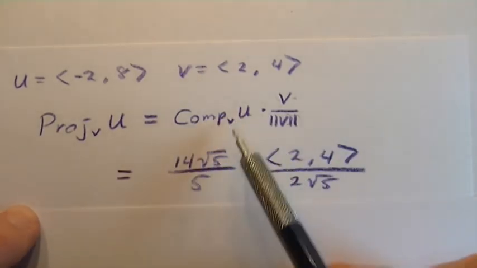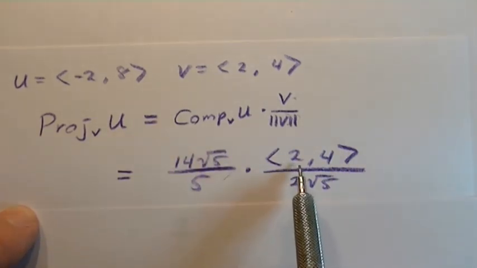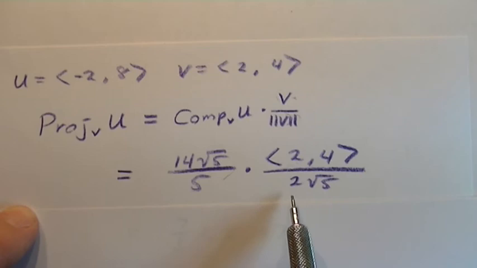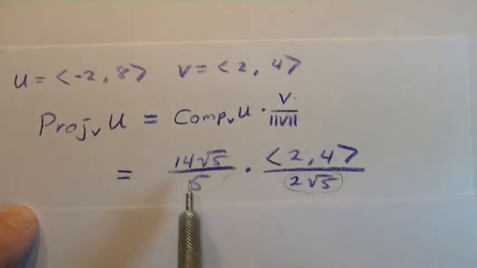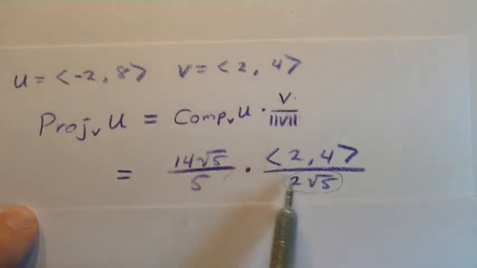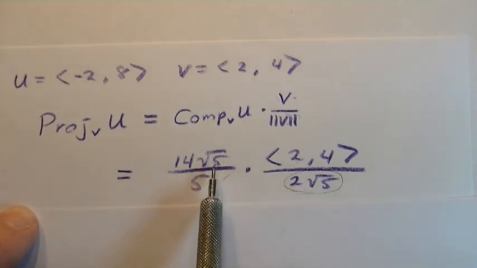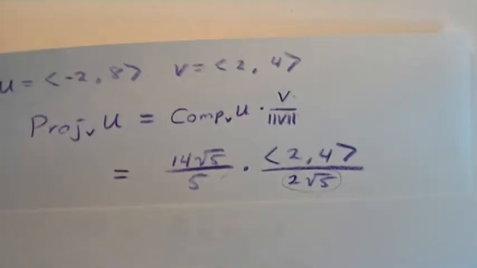Here's the component of u on v. We calculated that previously. Here is our v vector, 2, 4. Here's the magnitude. We calculated that in the previous problem. And now we're just going to crunch this out. Keep in mind that really when we're done multiplying this and this 1 over 2 square roots of 5, we're going to get a number, and then we're just going to distribute it over these two numbers. That's all we're going to do. So that's not super complicated.